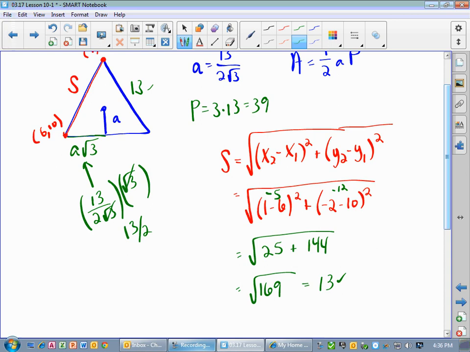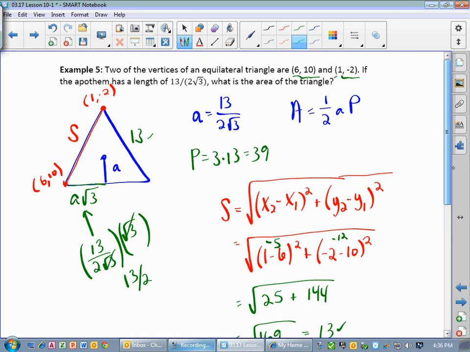If you're given the coordinates, I may ask you to say using these vertices, so I'd expect you to use the distance formula, but you can definitely check it doing the same thing. And so we have our perimeter of 39. We have our apothem of 13 over 2 root 3. So we get 1/2 apothem, so 13 over 2 root 3 times 39. And one thing to note, whenever you put this in the calculator, be very careful that the 2 root 3 is actually in the denominator.